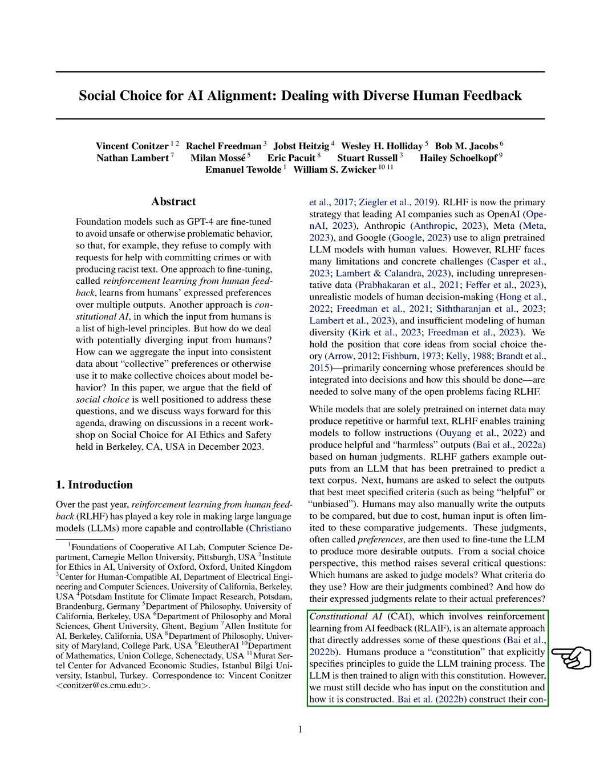Constitutional AI, CAI, offers an alternative approach through reinforcement learning from AI feedback, RLAIF, where humans create a constitution, outlining principles for guiding LLM training. However, determining who contributes to the constitution and how it is formulated remains a challenge.